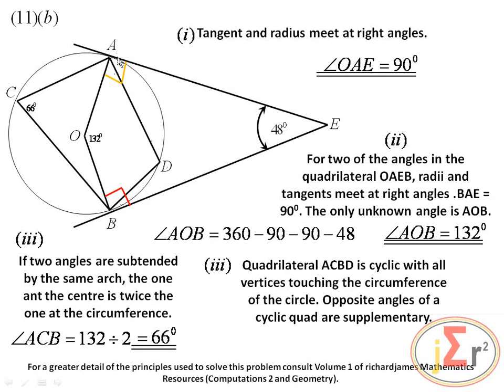ADB. ADB is opposite to 66 degrees. Therefore, they will both add to give 180 degrees. They are supplementary. Opposite angles of a cyclic quad are supplementary. So, ADB is 180 minus 66, which is equal to 114 degrees.